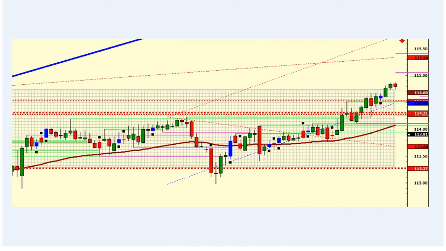So that is pretty much the analysis for the EJ for the week of October 3rd through 8th.